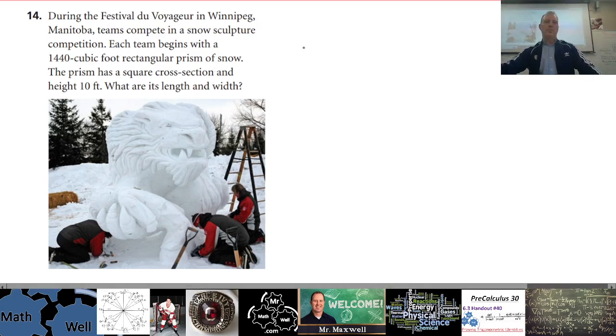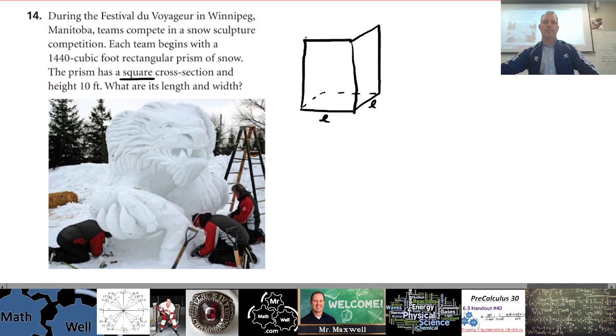Okay, so a rectangular prism, it has a square cross section. So that means that on the bottom, it's a square. So this is side length and side length. And it's a prism, so the top and the bottom are the same. And the volume is 1,440 cubic feet. Oh, a height of 10 feet. So the height is 10 feet.